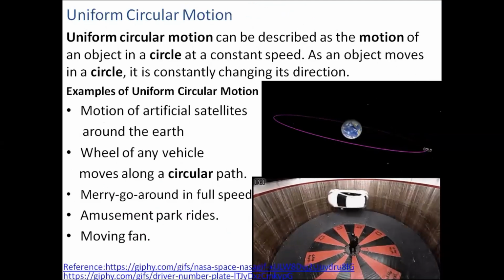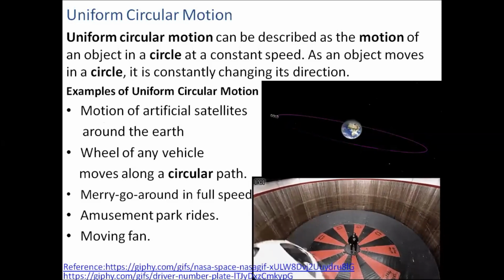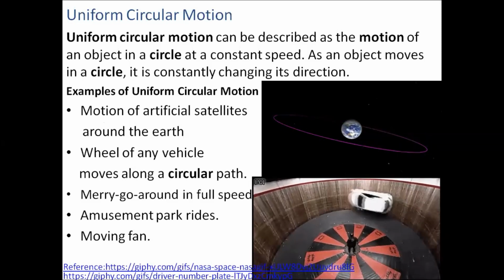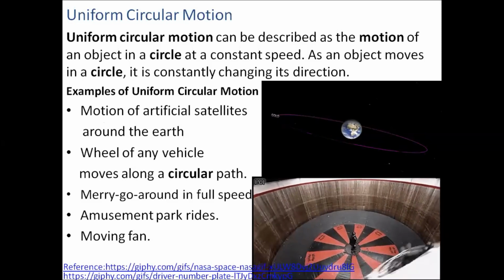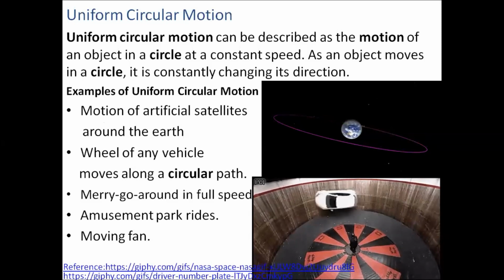Next topic, uniform circular motion. Uniform circular motion is one in which a body moves in a circular path with constant speed. For example, motion of artificial satellites around the Earth.